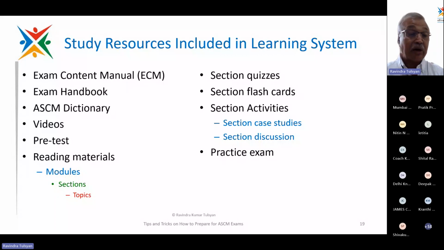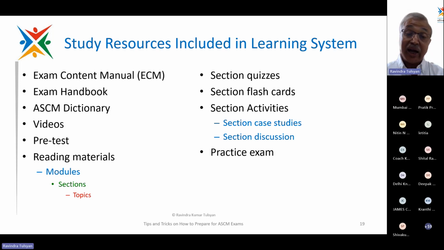Then of course there is reading material, which consists of several modules, usually 5 to 6 to 7, 8 modules. Within modules you have sections, and within sections you have topics. At the end of each section you have quizzes. These quizzes evaluate how much you understood that section, and whether you are very strong in that area or still weak. You have flashcards, and activities like case studies and discussion.